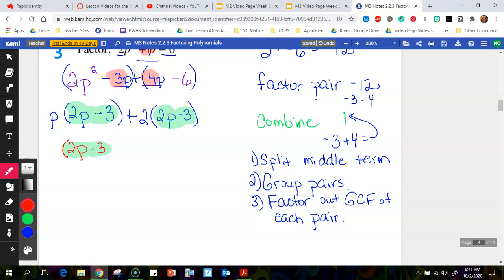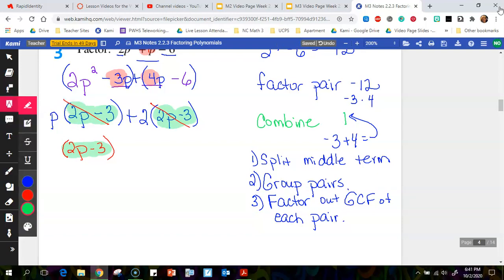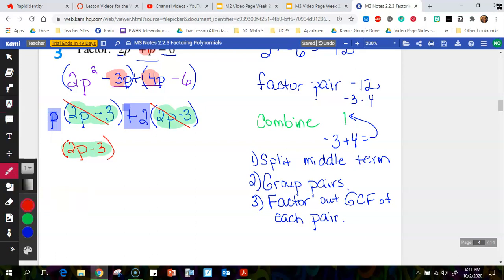2p minus 3. And once I write that, it's kind of like taking the greatest common factor out of that. But once I write that, what's left over is my second factor. And I know this is a lot, especially if you haven't seen it before. That is my second factor right there, p plus 2. So then I make another set of parentheses, and I put that in the parentheses. Okay, so factor out the GCF.